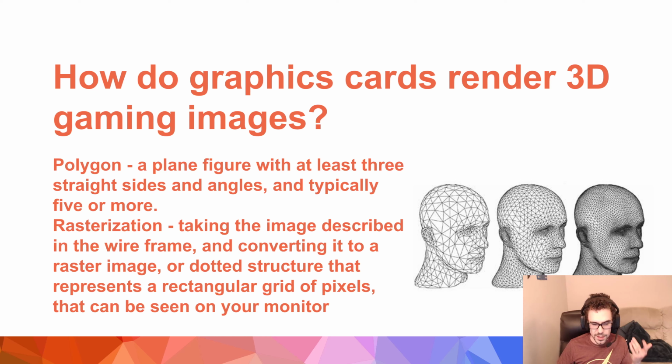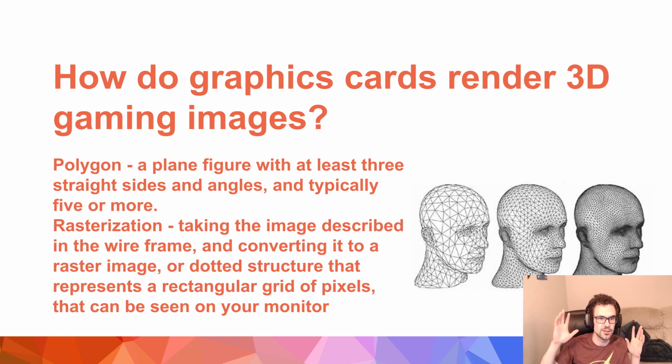And that being said, it's because of rasterization, taking the image described in a wireframe and converting it to a raster image, or a dotted structure that represents a rectangular grid of pixels that can be seen on your monitor. So they take these polygons and rasterize them so that they are basically pixel-based, and this is where you're seeing a massive image, so to speak, that's overlaid in a polygonal texture on top of a grid. It's the only way I know how to describe it.